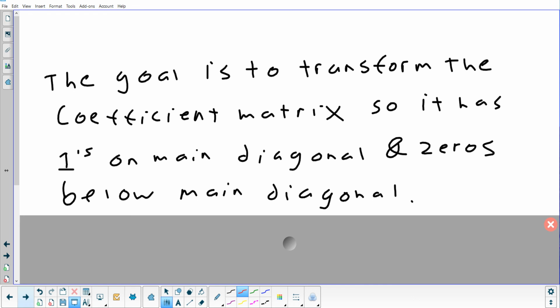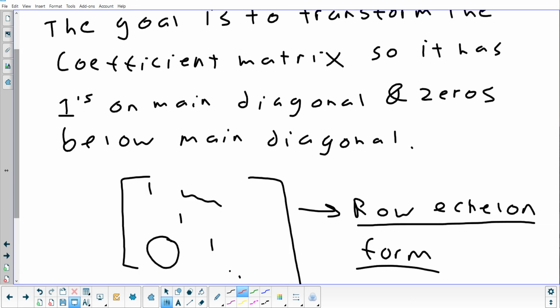And the format that we want to get the matrix in is 1s on the main diagonal and 0s everywhere below it. So in general, it's going to look something like that. When you get 1s on the main diagonal and 0s below it, that's called row echelon form. So turning a matrix into row echelon form is the goal. And the reason why that's helpful is, well, let me show you. I'll just make some numbers up and you can see.